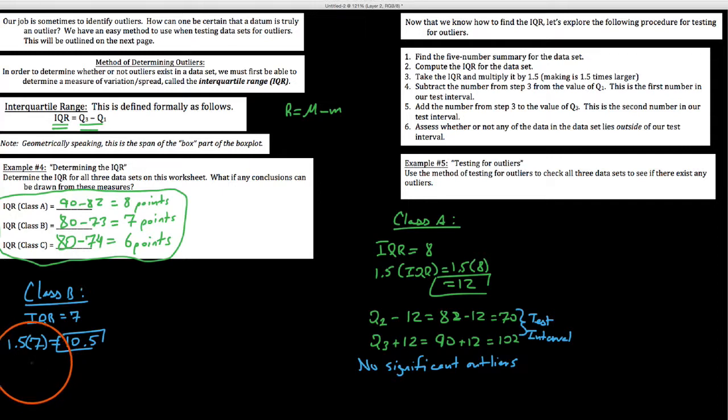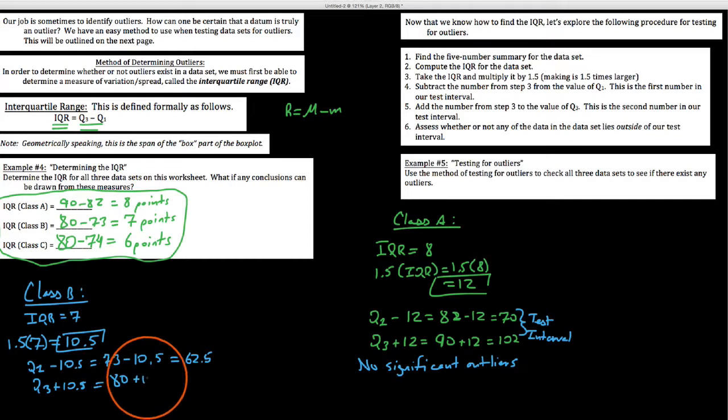And what we're going to do is take Q1 minus 10.5. The Q1 is 73 here. 73, take off 10 would be 63, take off 10.5 would be 62.5. And then let's take Q3 and add on 10.5. Our Q3 in this case is this 80. 80 plus 10.5 gives us 90.5. So were there any data values less than 62.5 on our test interval here?